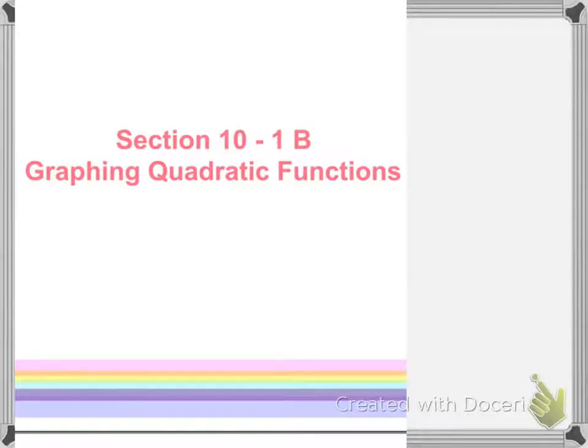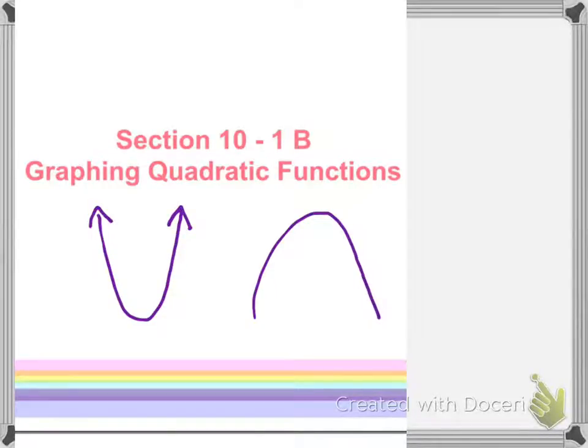Alright, yesterday you guys did an exploration to help see what happens with graphs when the highest power of x is 2. All of the graphs that you should have gotten should have looked like U's. Some of the U's were going up, and some were going down. They were going up when your x squared was positive, and going down when your x squared was negative. But all of those were called parabolas, and that's what we're going to talk more about today.